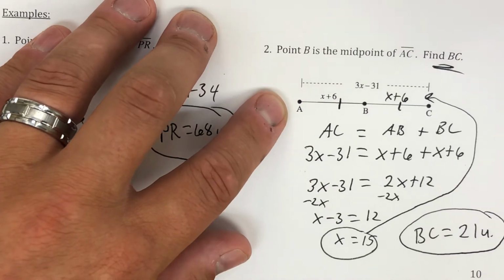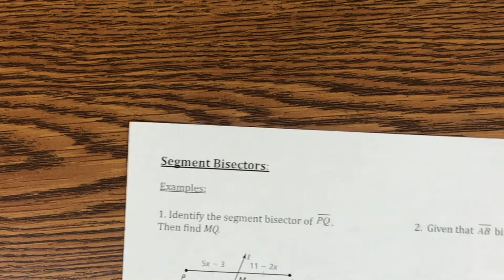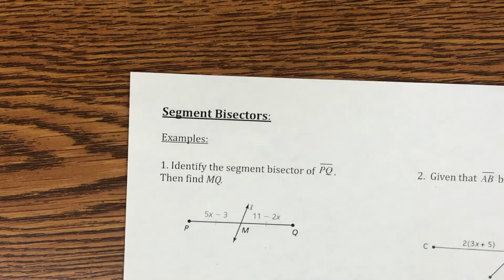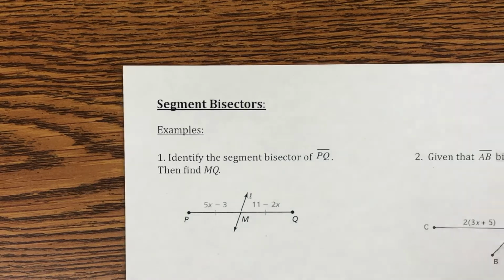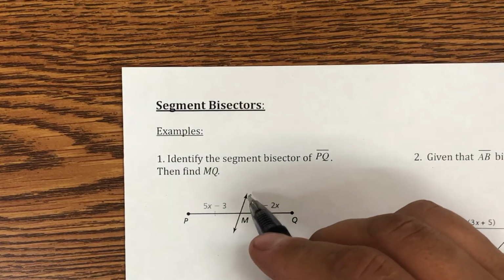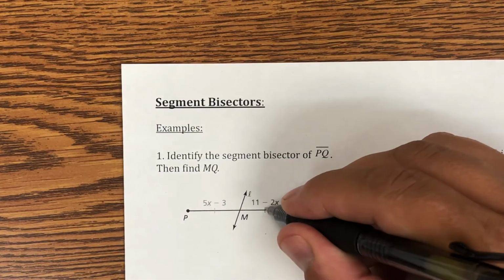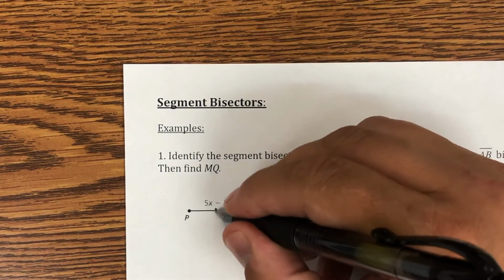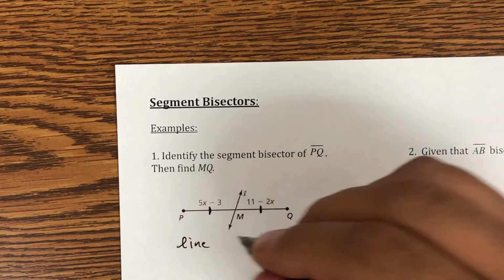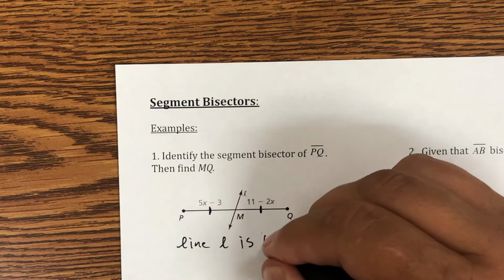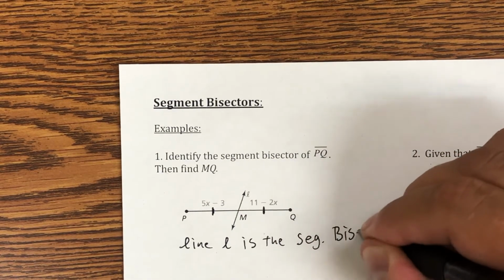All right, moving on to our next page. A couple more things. First thing says to identify the segment bisector, then find MQ. So the segment bisector in this case is line L. The reason why I know that's a segment bisector is I see the two tick marks. These two segments are marked as congruent. So line L is the segment bisector, which I'm abbreviating.